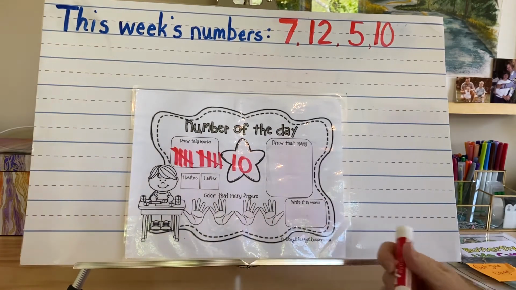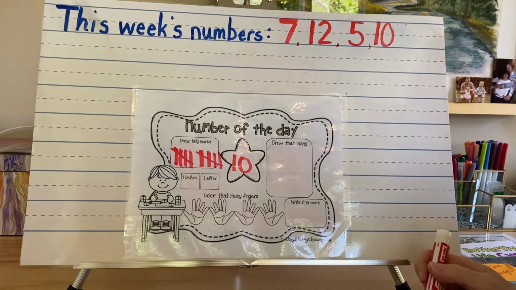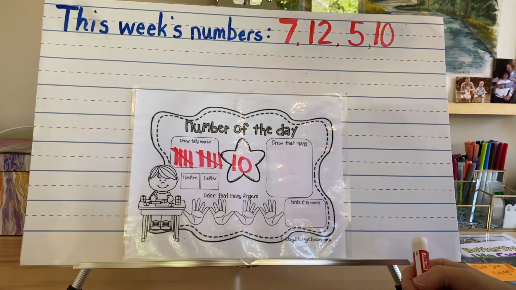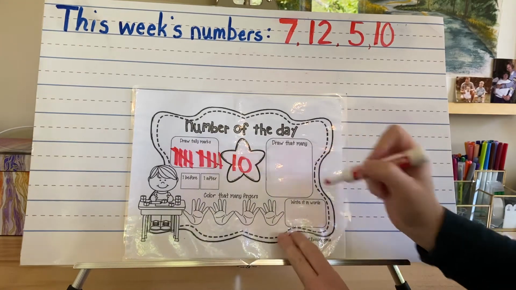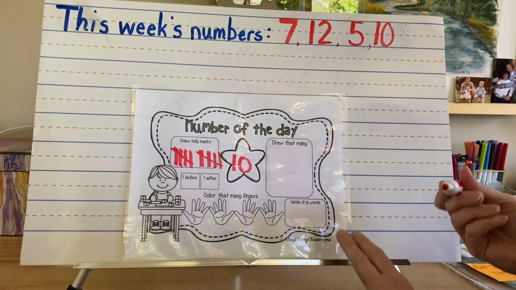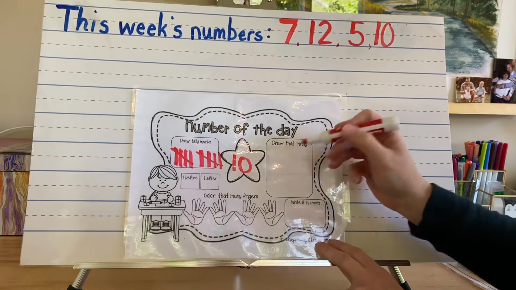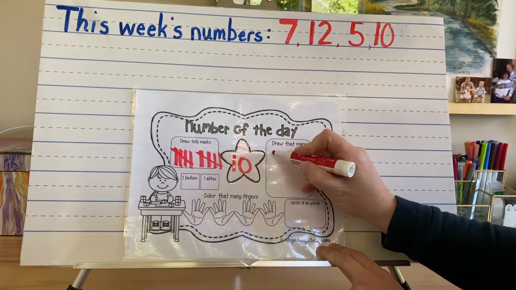Okay, now we're going to draw that many. So let's think of what we like to draw today. How about we draw 10? 10 what? Oh, how about 10 triangles? Okay, now I'm going to do mine in groups of 5. That way it's easier to count. So I'm going to do 5 going down and another 5. Okay, so you ready? Here we go.